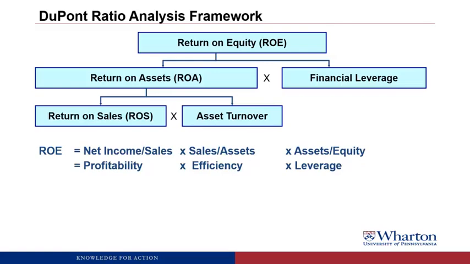So we can see here that ROE equals net income over sales times sales over assets times assets over equity, or profitability times efficiency times leverage. So three drivers of ROE. You could have profitability: for each dollar of sales, you generate a lot of net income. Or efficiency: for each dollar of assets, you generate a lot of sales. Or leverage: for each dollar of equity, you generate a lot of assets.